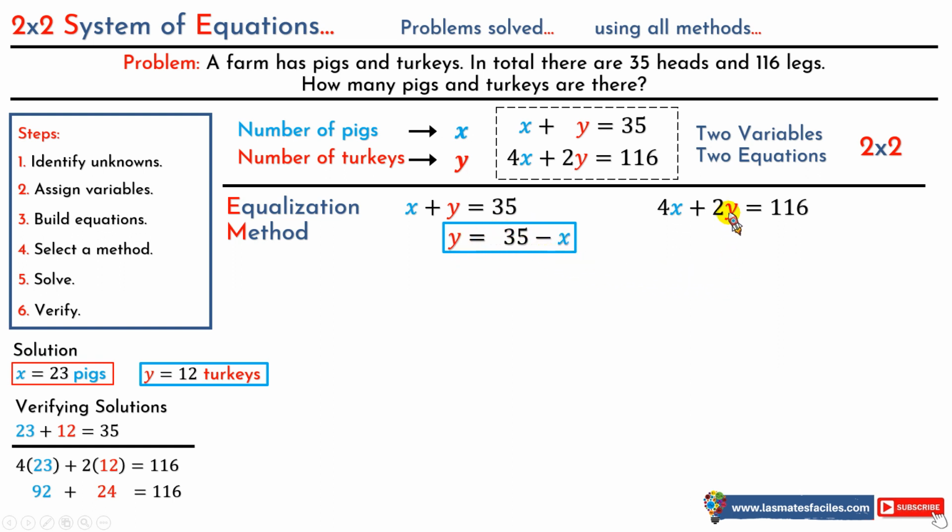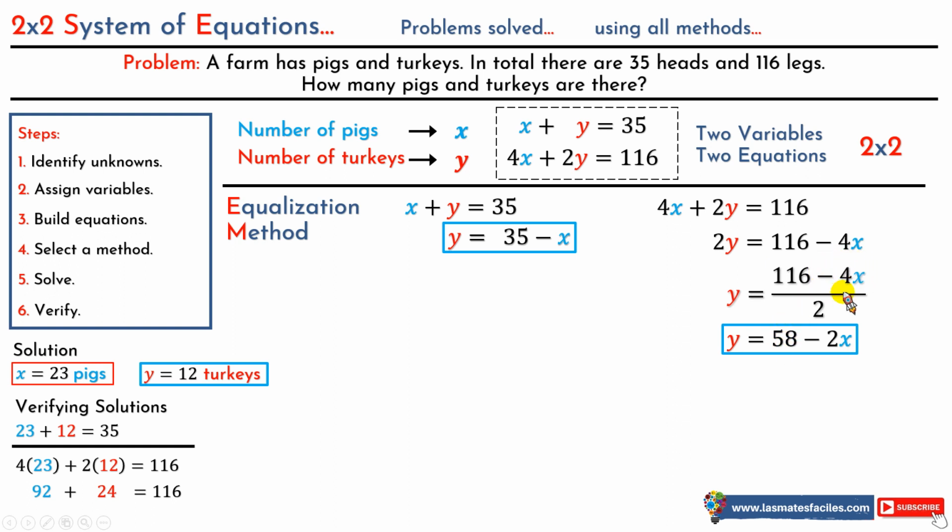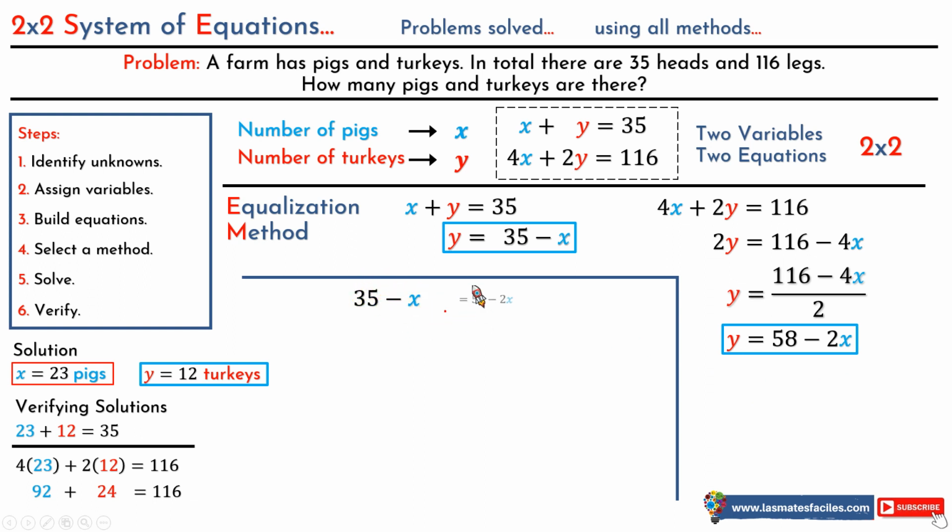From the second equation, 4x that adds goes to the other side to subtract. These two that multiply goes to the other side to divide. 116 divided by 2 is 58. Minus 4x divided by 2 is equal to minus 2x. Now we are going to match expressions. Y is equal to this and y is equal to this too. So we can say 35 minus x is equal to 58 minus 2x.